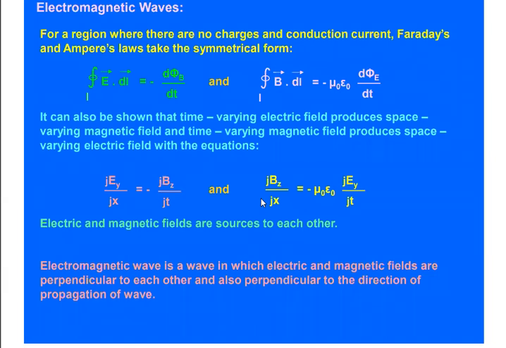First one is Gauss law, second one is Ampere's circuital law, and then Faraday's law of electromagnetic induction. So here, according to Ampere's circuital law, you know that the line integral of magnetic field is equal to mu naught times the current enclosed by the Amperian loop.